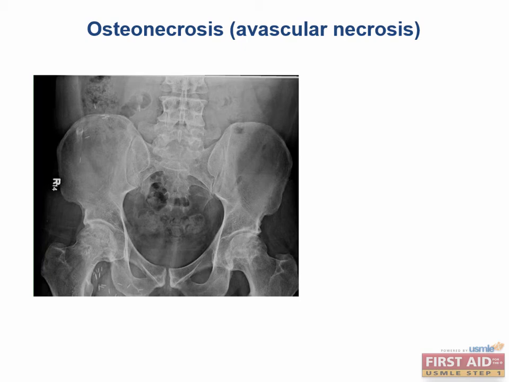Osteonecrosis, or avascular necrosis, occurs when the blood supply to bone is interrupted. It often presents clinically as pain that occurs with activity. The pain is throbbing in nature. To help you recall all the causes of AVN, we have a mnemonic, ASEPTIC. The A is for alcoholism.